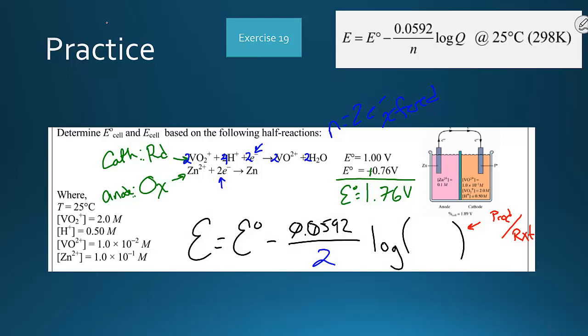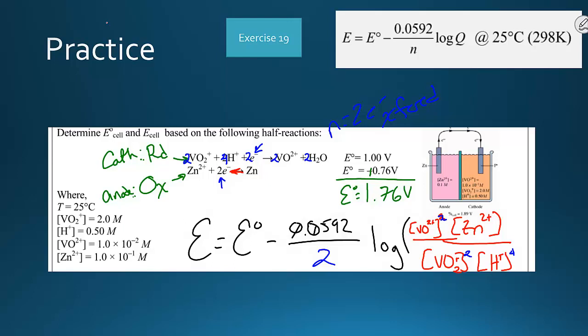Our reaction quotient is the ratio of products to reactants. So the products here are going to be VO2 plus to the second, corresponding to the fact that we needed to double that reaction. Water is a pure substance, so it is not included. We flipped this reaction, so zinc cations are also a product. Reactant-wise, we have VO2 cations raised to the second times the concentration of hydrogen ions to the fourth, and then zinc metal is a solid, so it is not included for the same reason that water wasn't.